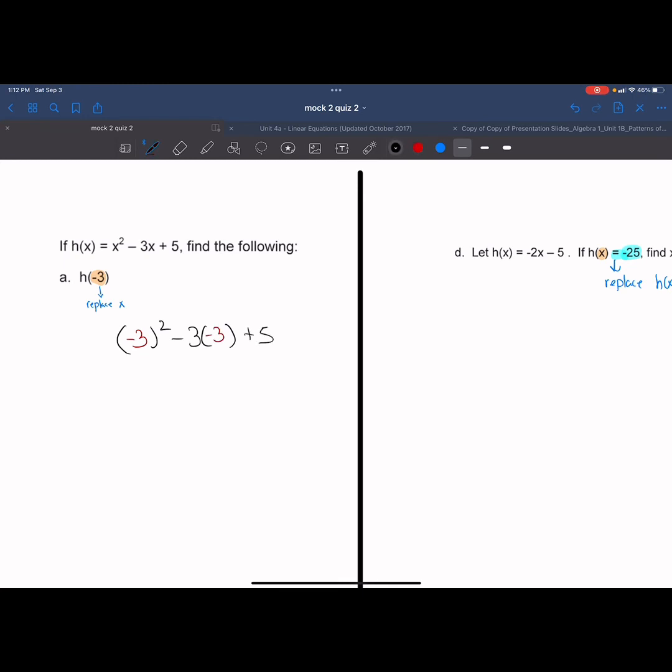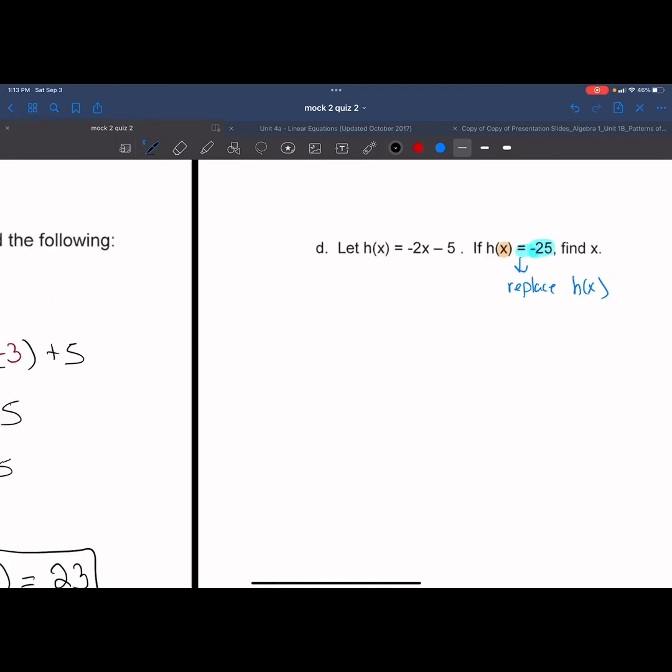So let's go ahead and work this out. Negative 3 squared is just positive 9. Negative 3 times negative 3 is plus 9, and we have a plus 5. 9 plus 9 is 18, plus 5. 18 plus 5 is 23. So we know that h of negative 3 equals 23.